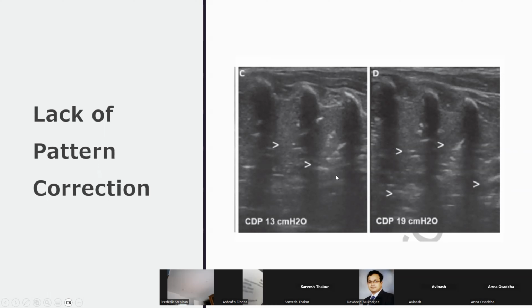Now, the problem in the literature, and the reason I'm taking you through this case, is we just don't know how to define a lack of pattern correction based on how long we do the recruitment maneuver for, based on how much you increase the pressure for. There is just no good evidence.